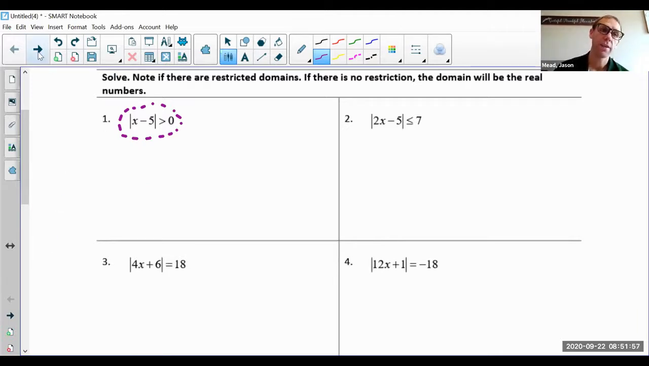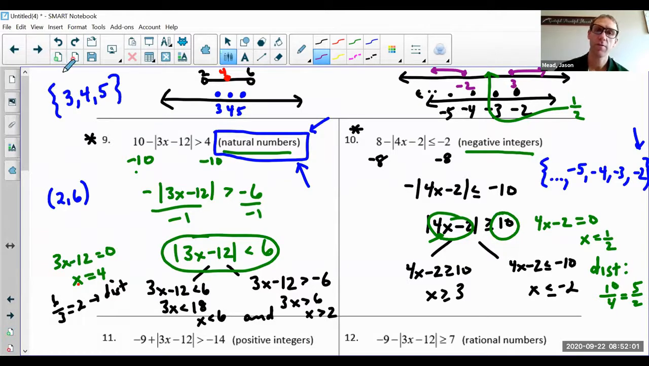This only applies, like when you said with the negative, it only applies after you get the absolute value by itself. So for example, here, there was a negative number on the other side of the inequality, but I have to get the absolute value all by itself before I make any sort of decisions.